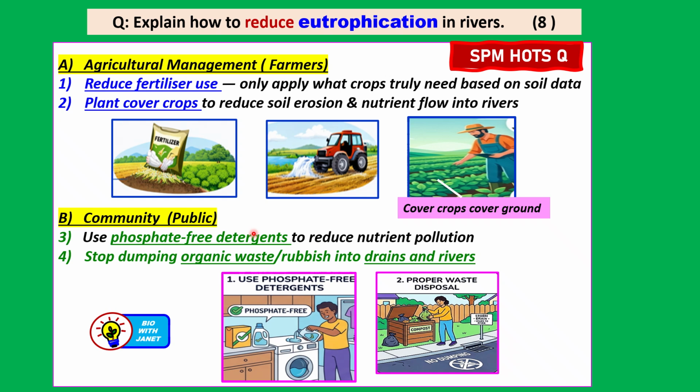Now, community, or what can the public do? We can use phosphate-free detergents to reduce the nutrient pollution. And secondly, stop dumping organic waste or rubbish into drains or into rivers. Organic waste is like all the composted stuff, things that can be composted but are not composted, including waste products that are organic. That means they actually come from living things that have died.